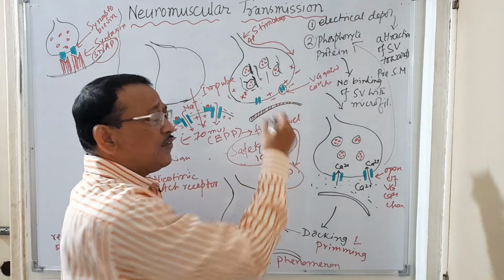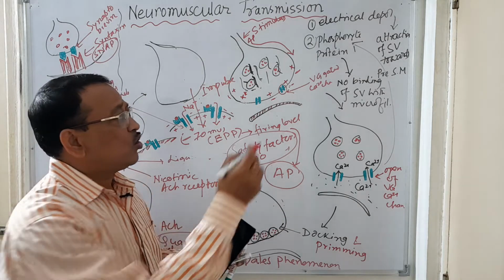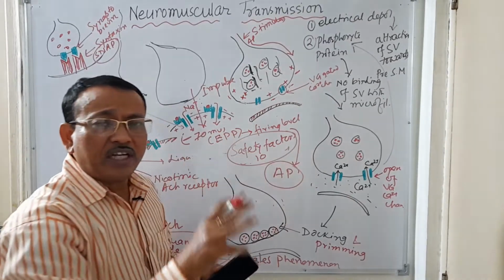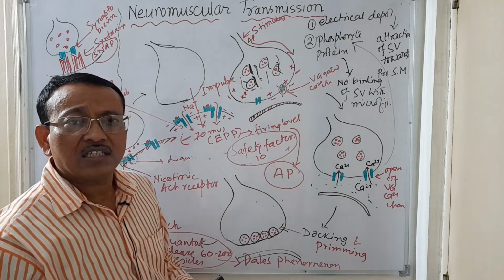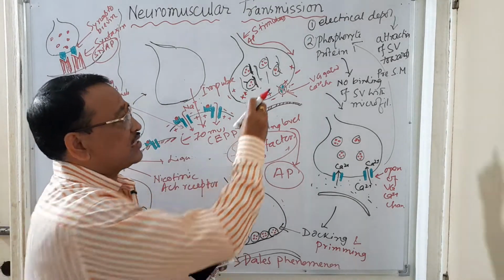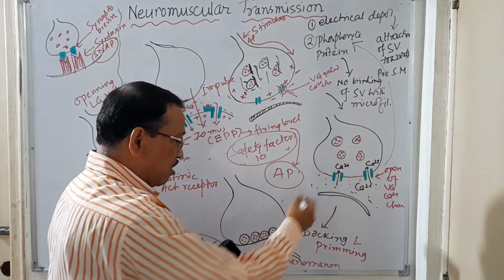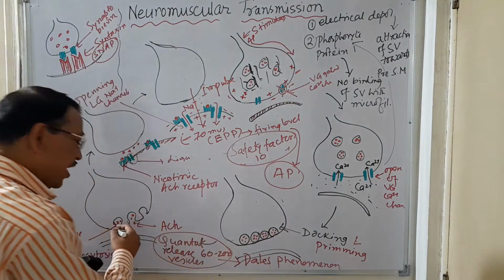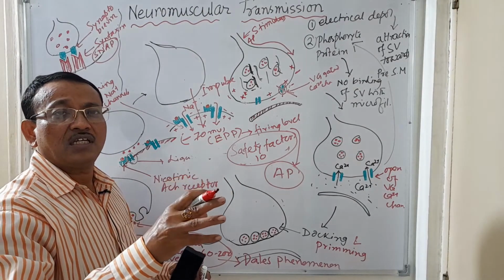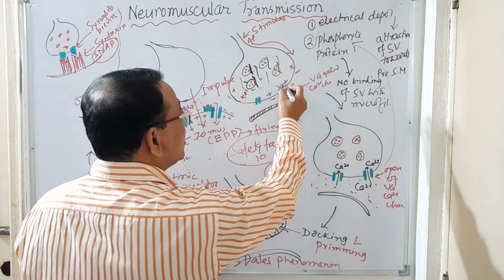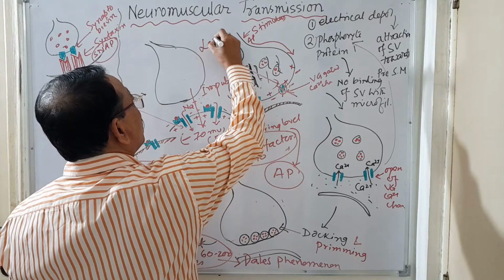So if within the body, due to any reason, some autoimmunity develops towards the voltage gated calcium channel proteins, then these proteins will not work. They will not open. As they will not open, no question of calcium entry, so no question of docking and priming, so no question of acetylcholine release, and thereby no question of stimulation of the muscle. And this disease is known as Lambert-Eaton syndrome.